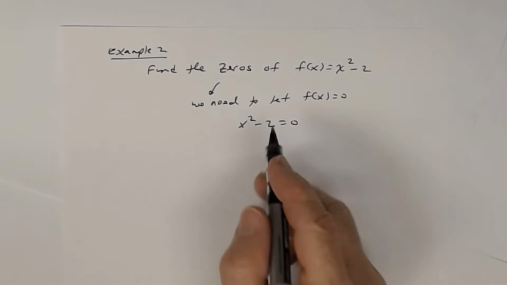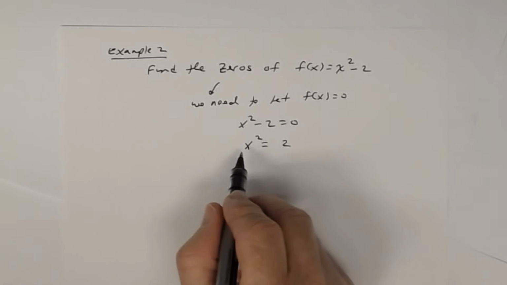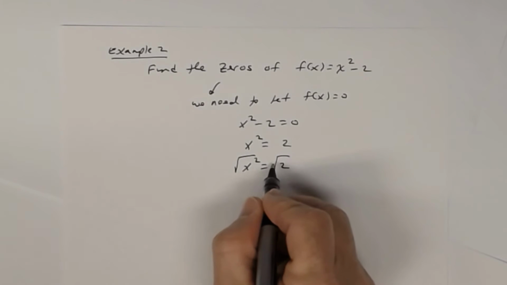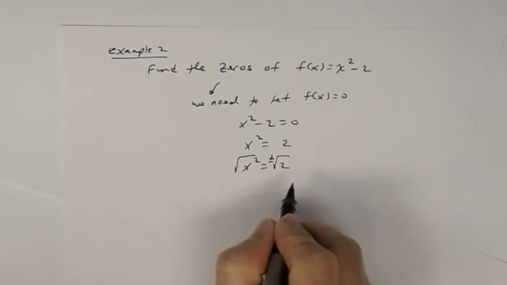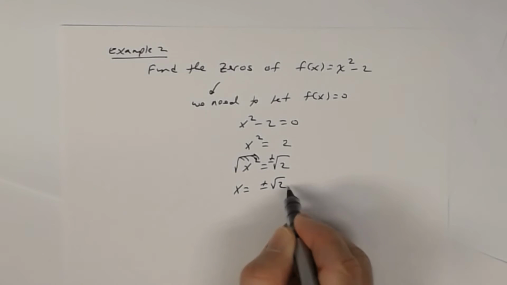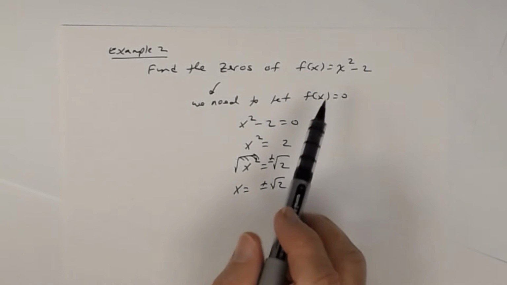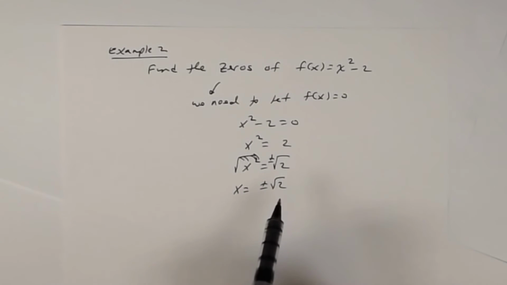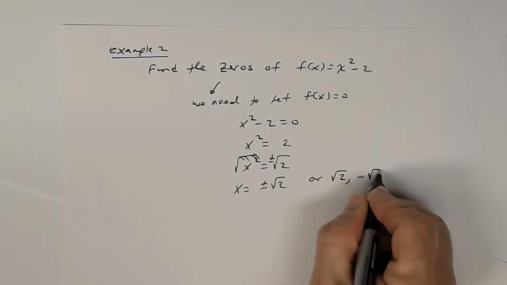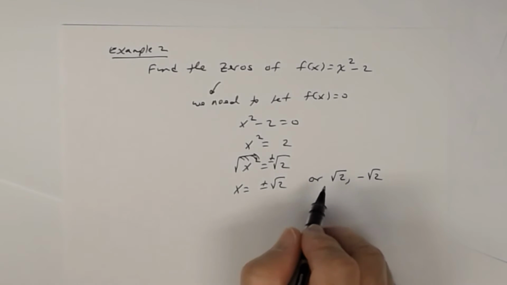I'm going to bring the 2 to the other side, and so I get x squared equals 2. Now remember, when using the square root property, you take the square root of both sides. But don't forget, when you take the square root, you get plus or minus. The square and the square root undo each other, so you get x to be plus or minus the square root of 2. Those are the zeros. Those are the values of x that will make this function equal to 0. Also remember, you can write this as two separate zeros, square root of 2, comma, negative square root of 2. In particular, notice those are real numbers, but they are irrational zeros.